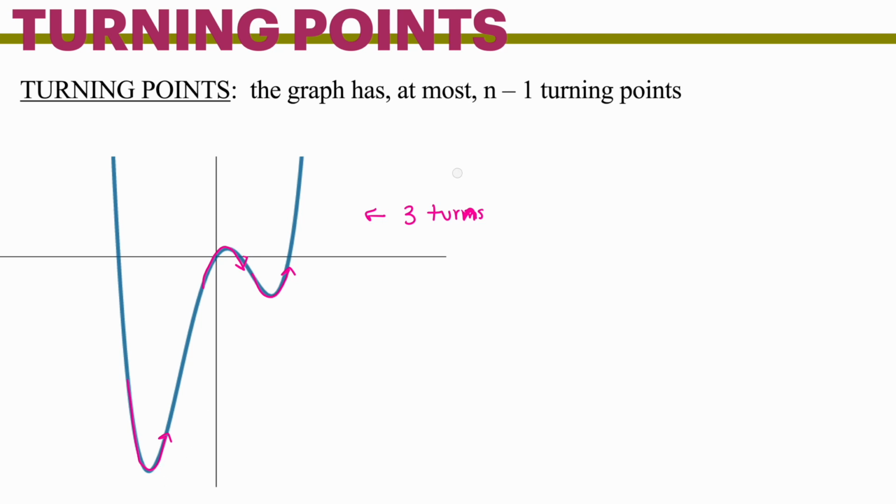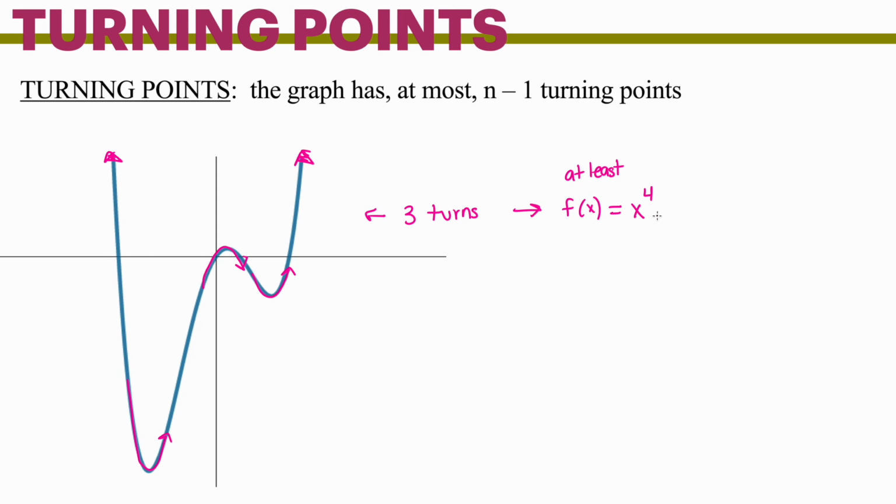Anytime it turns, because we know that this has 3 turns, that means we know that the function is at least an x to the fourth. It could be more. It could be an x to the sixth. Okay, we know it's even. Why do we know it's even? Because the end behavior is both going up. So we know it has to be even.